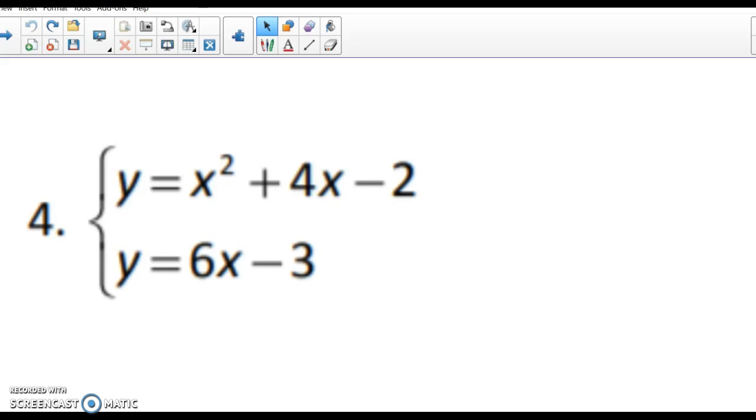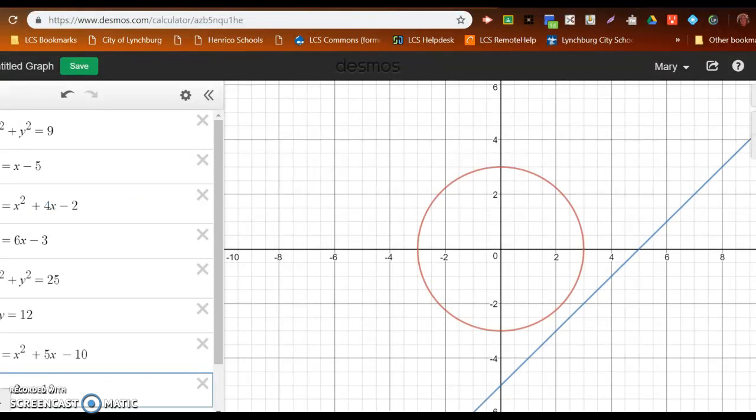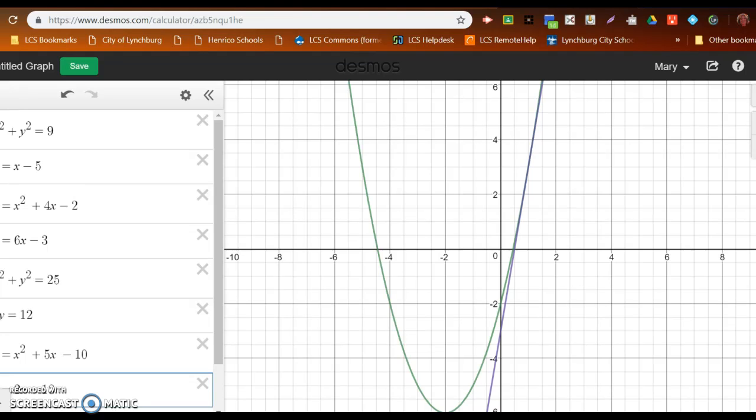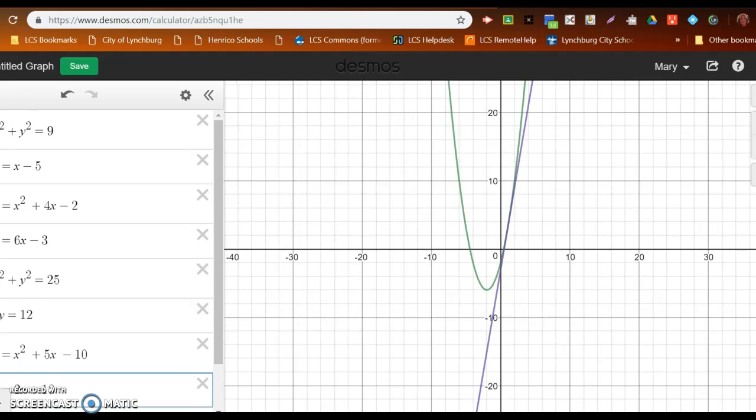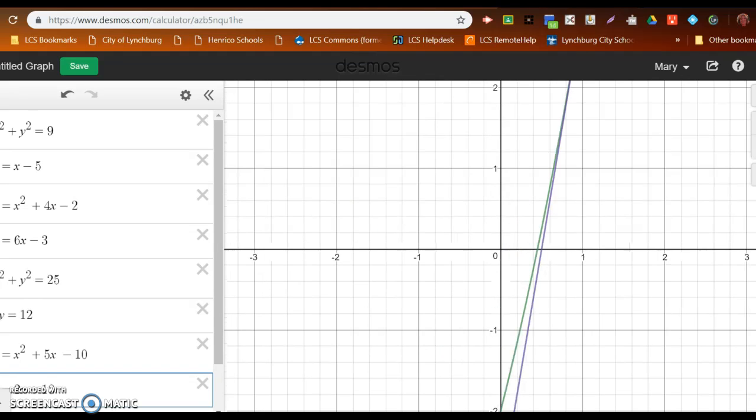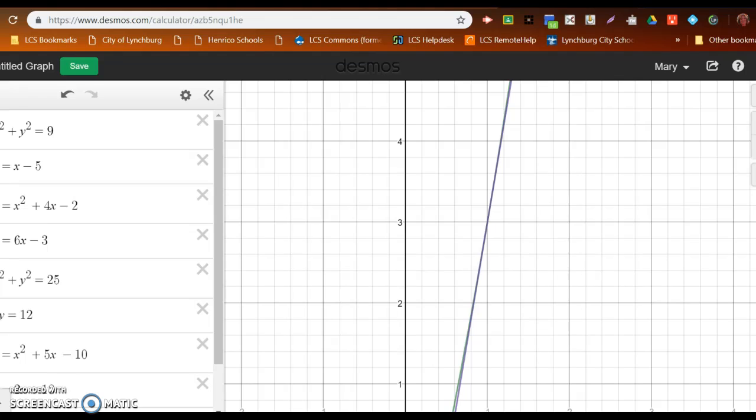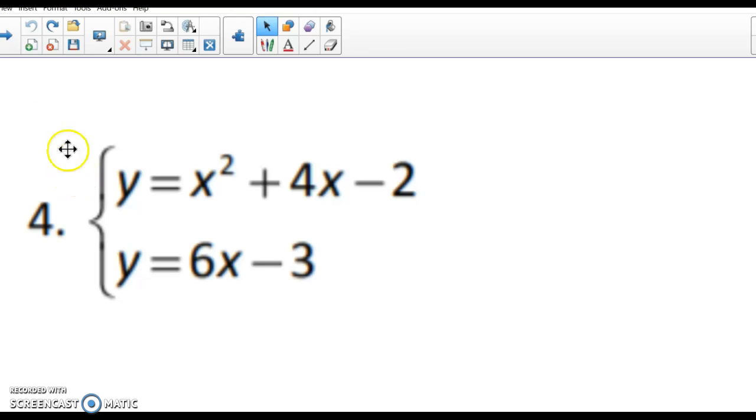For this one, x squared plus 4x minus 2. Looking at this one, trying to see, I can maybe zoom in a little bit to try and figure out where my solution might be. Yes, I found it. It's at +1, +3. So I only have one solution for this answer.